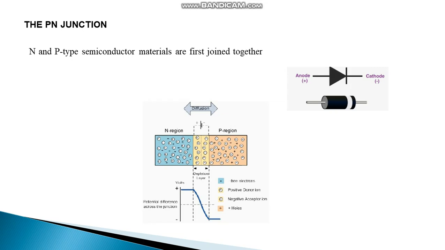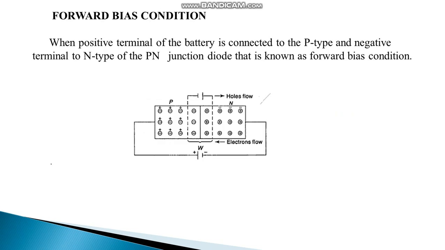So PN junction. The N-type and P-type semiconductor materials are joined together. This is shown in figure. This is the symbol of the PN junction diode. So there are two biasing, forward bias and reverse bias. Forward bias: when the positive terminal of the battery is connected to the P-type and the negative terminal to the N-type of the PN junction diode, that is known as the forward bias.